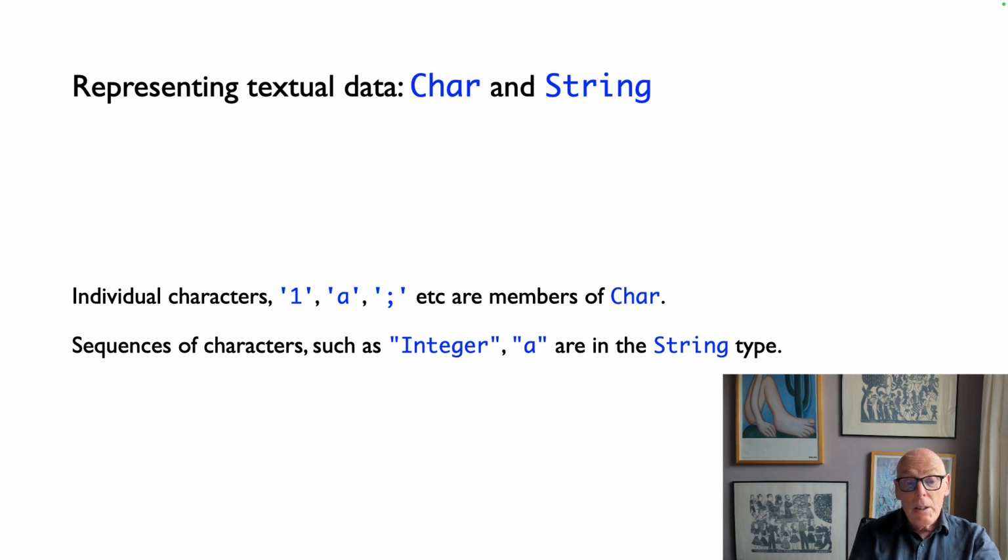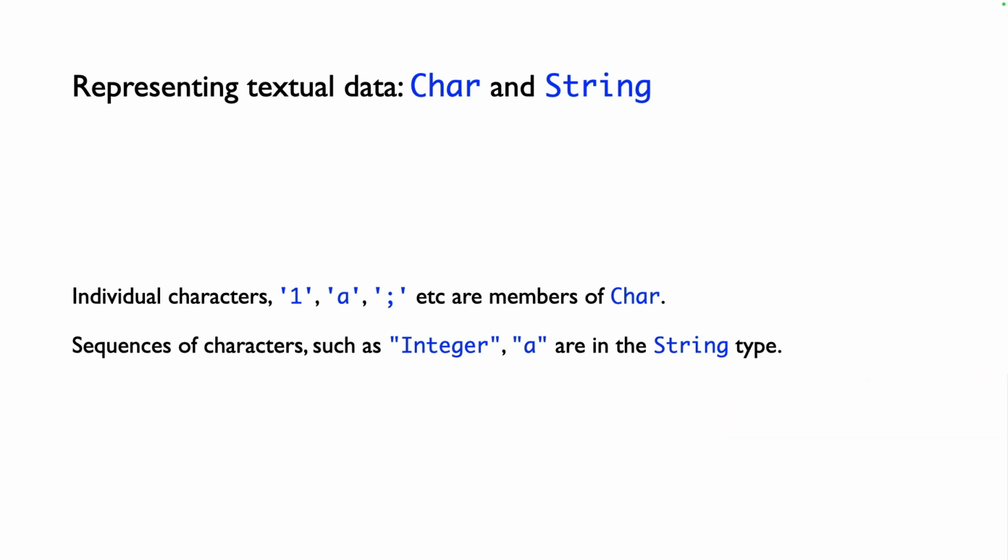The way we write characters is inside single quotes. So single quote digit 1, single quote character A, single quote semicolon, etc. The way you write strings is inside double quotes. So double quote integer, closing quote, double quote A, closing quote. Now that's a different thing from a character. That's a string that happens to have just one character in it. And that's different from the character itself.